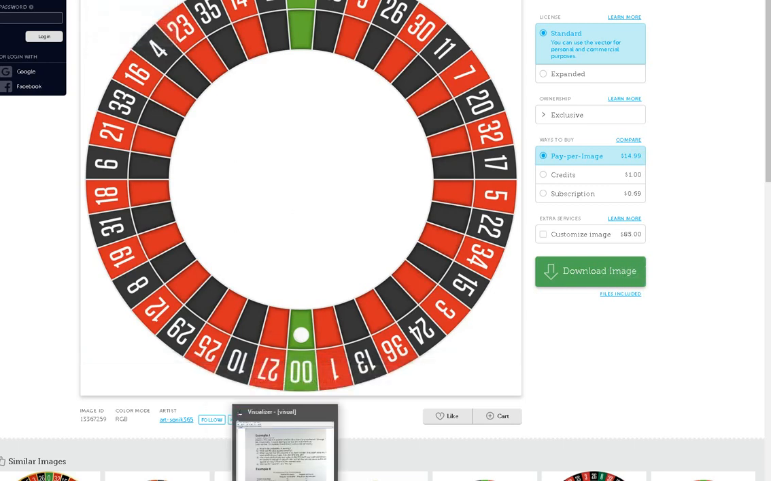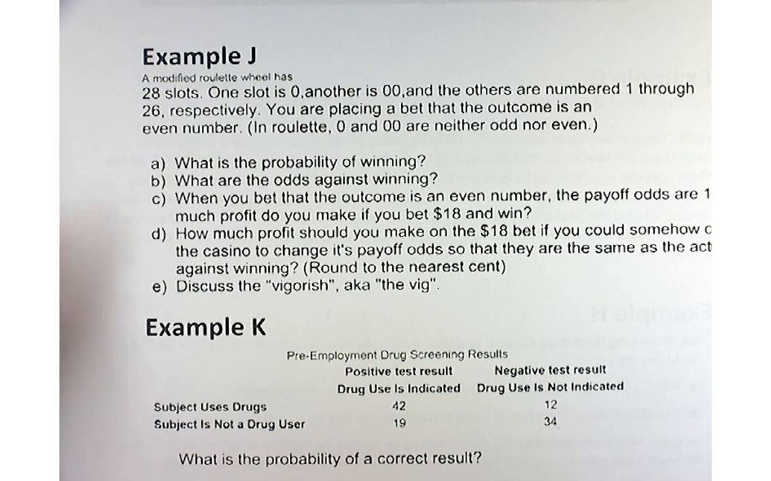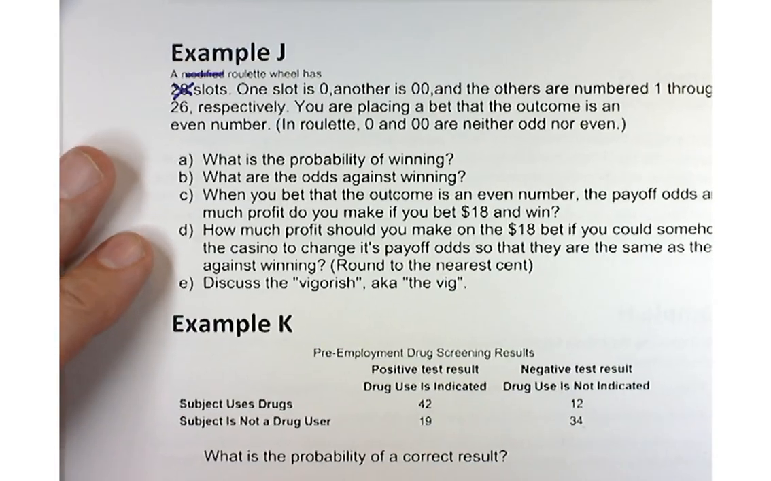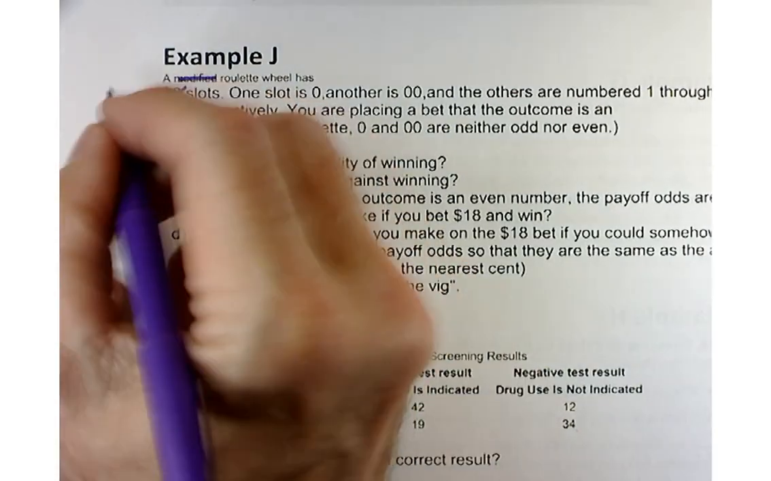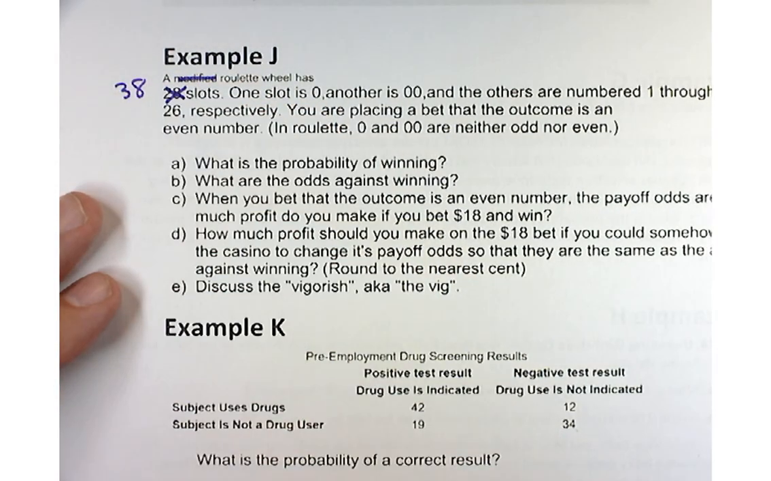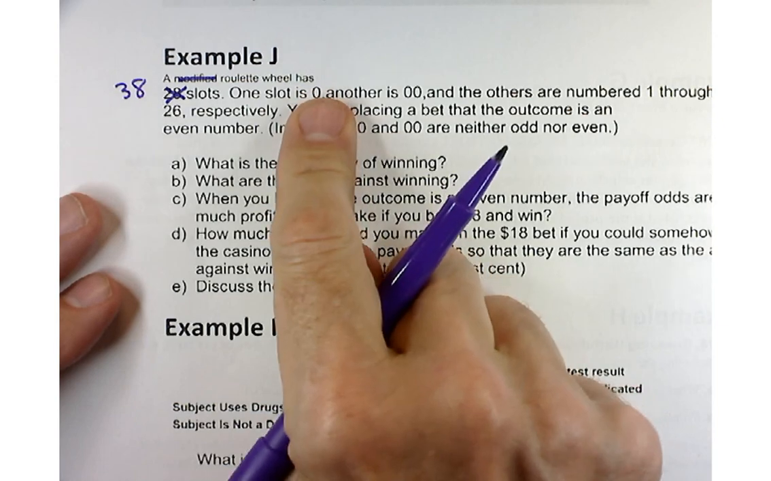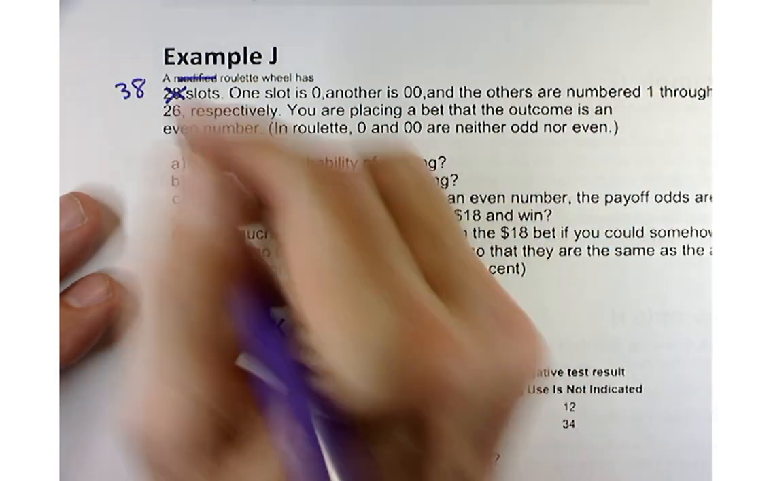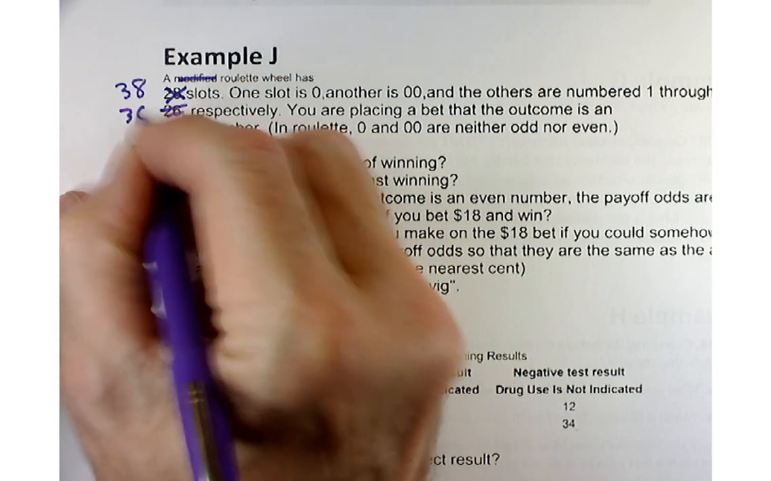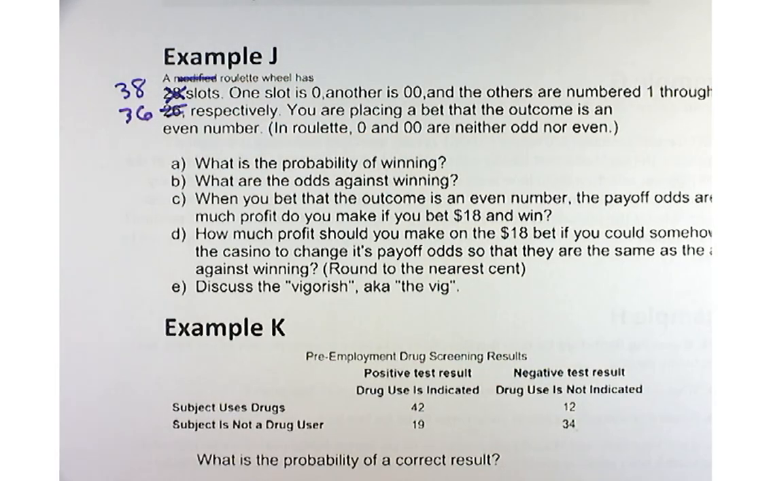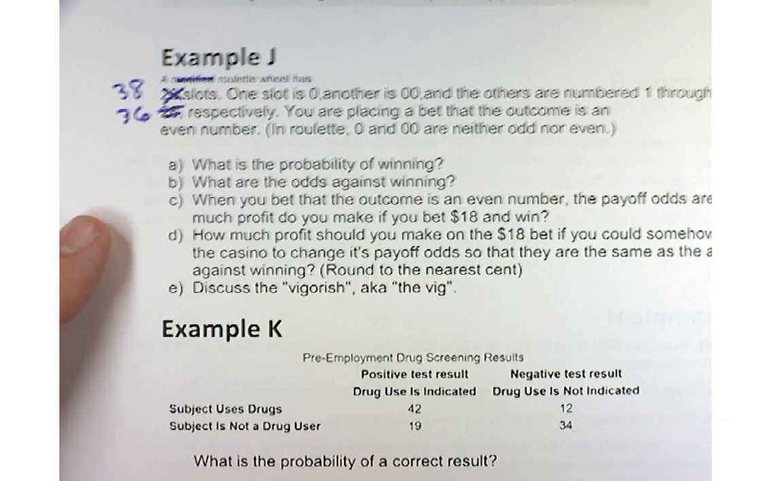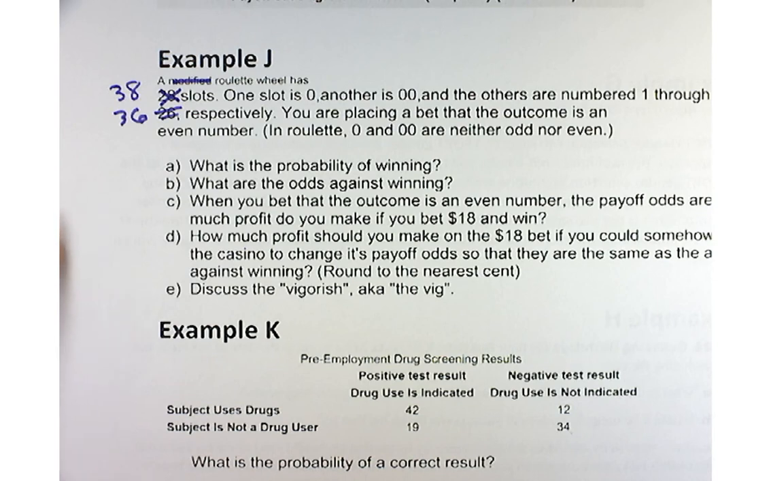So let's, like I said, modify this problem a little bit. So we'll scratch out the word modified. A roulette wheel has 38 slots. One slot is 0, another one's 00, and the rest of the numbers are numbered 1 through 36 respectively. You're placing a bet that the outcome is an even number. What's your probability of winning?